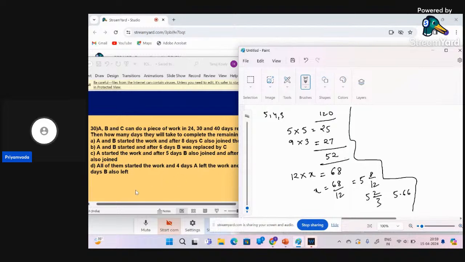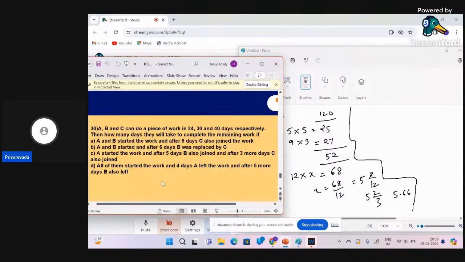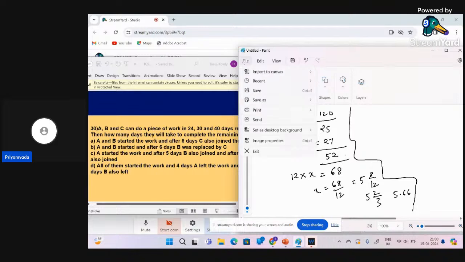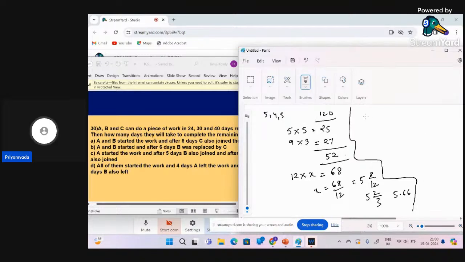Now we'll be going to the last question of the session. All of them started the work and after 4 days, A left the work, and after 5 more days, B also left. Initially, all of them started the work, that is, 12 parts of work will be done per day. And for 4 days they have done that, so 48 parts of work is done out of 120.